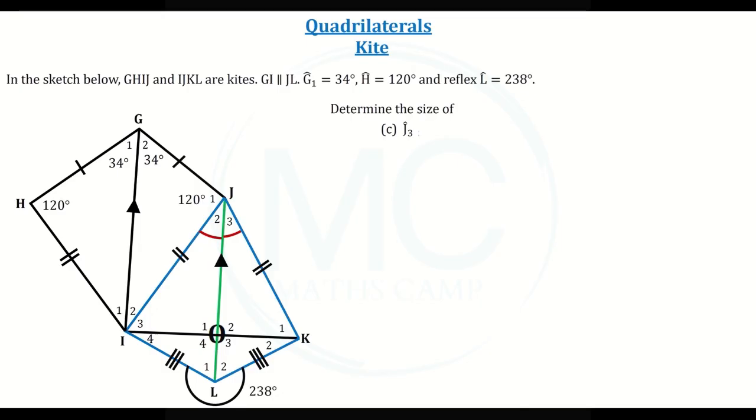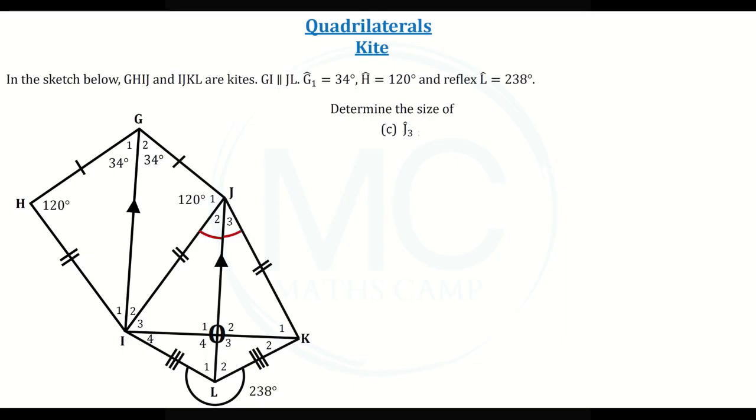We may be able to find the sizes of L1 and L2 down here, but only the angles opposite the main diagonal are equal. So we cannot use this to help us find angle J. We've not been given the sizes of any other angles inside kite IJKL that can help us to find the size of J3. So let's make this kite black again.